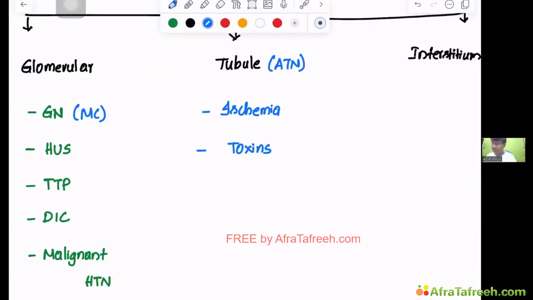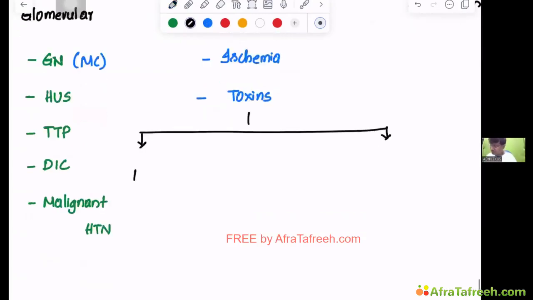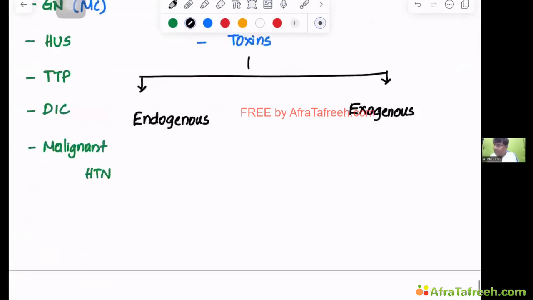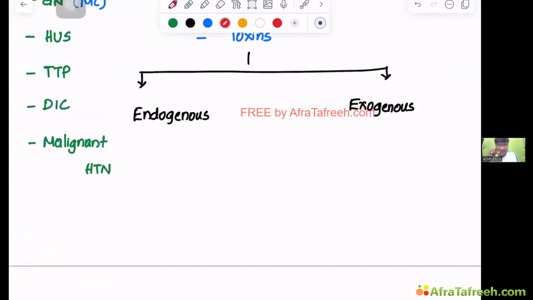Now, the toxins which can cause damage to the tubule: we have endogenous toxins, that means the toxins which are produced within the kidney. Then we have exogenous toxins. Okay, so first you take the endogenous toxins, that means the toxins which are produced within the kidney.